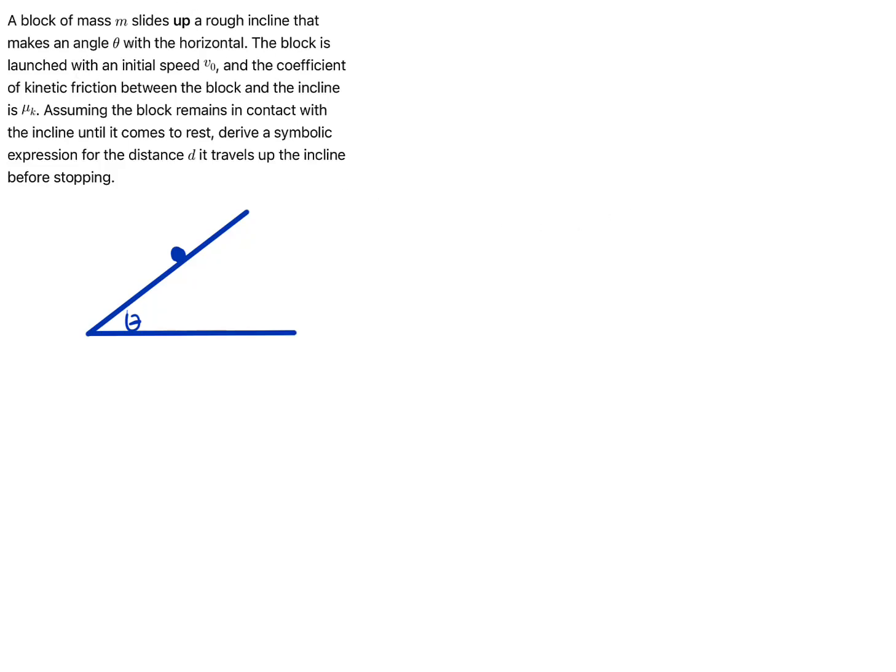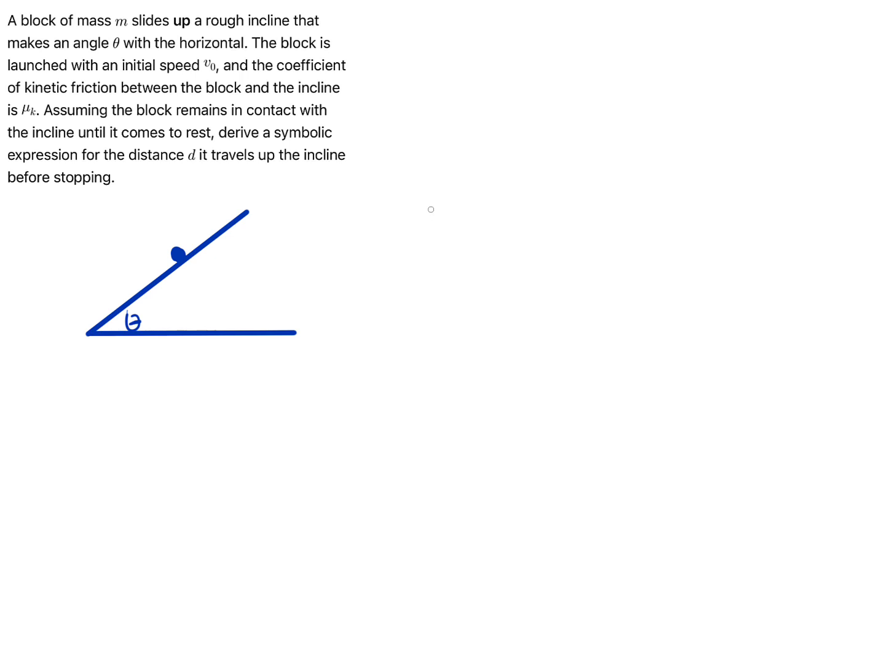A block of mass m slides up a rough incline that makes an angle theta with the horizontal. The block is launched with an initial speed of v0, and the coefficient of kinetic friction between the block and the incline is mu k. Assuming the block remains in contact with the incline until it comes to rest, derive a symbolic expression for the distance d it travels up the incline before stopping.